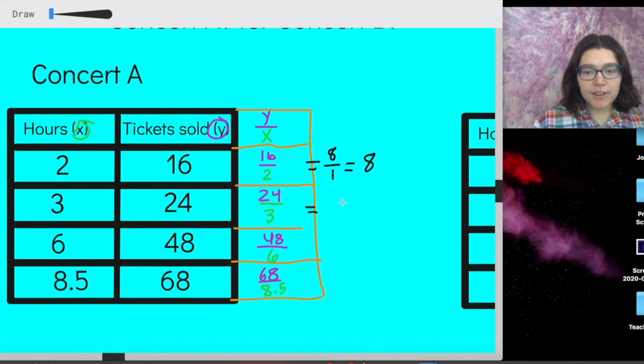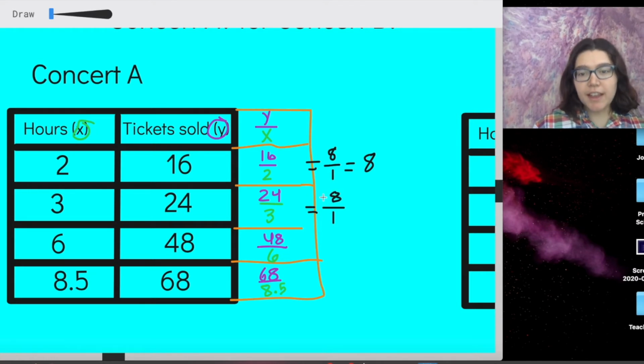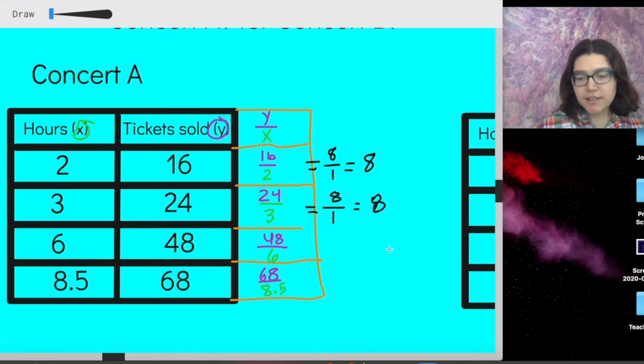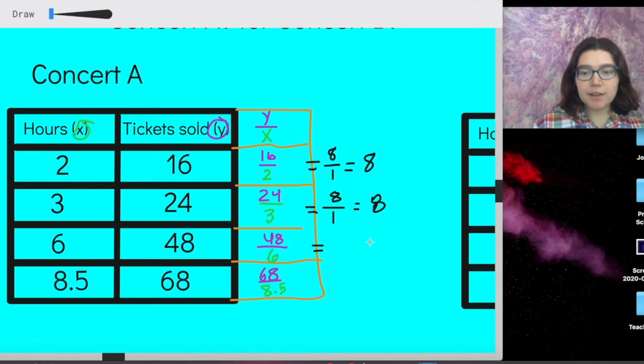Then I can do the same thing here. I have 24 divided by 3. If I want to simplify that, in fraction form that's equivalent to 8 over 1, 8 divided by 1. 24 divided by 3 is 8, and 3 divided by 3 is 1. Or you just think of it: what do we get when we do 24 divided by 3? 8. Okay, same thing here. 48 divided by 6 is 8. That is also equivalent to 8 over 1.